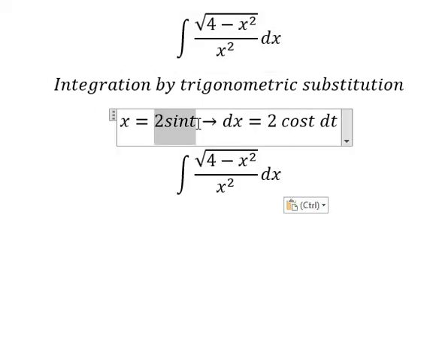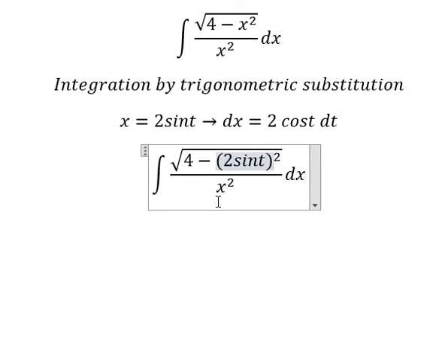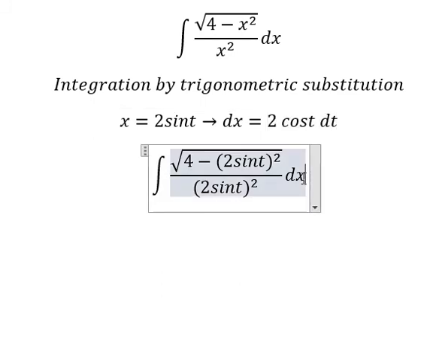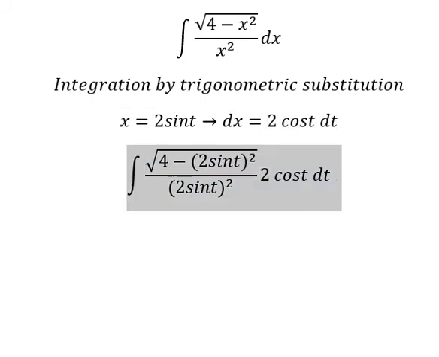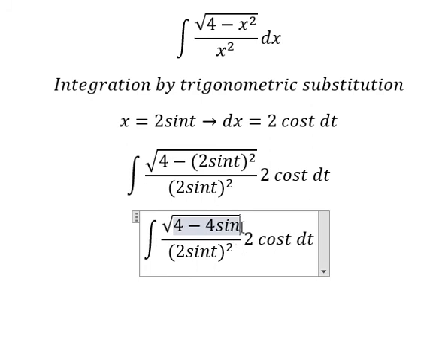So I will put this one going here and here. ds, we change by this one. This one, that's about 4 sine t square.